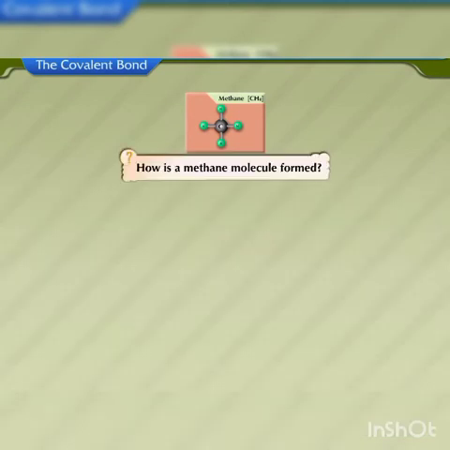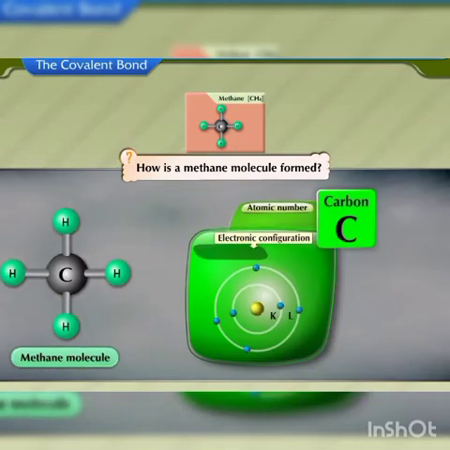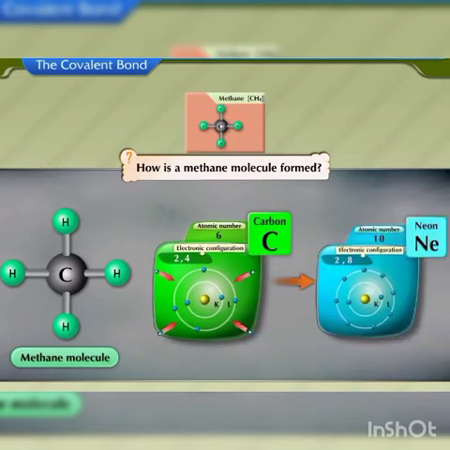How is a methane molecule formed? A methane molecule contains 1 carbon atom and 4 hydrogen atoms. The atomic number of carbon is 6 and its electronic configuration is 2, 4. A carbon atom has 2 electrons in the first orbit and 4 electrons in the outermost orbit. Carbon requires 4 electrons to attain the nearest inert gas configuration, that is, of neon. Hence, carbon is tetravalent.